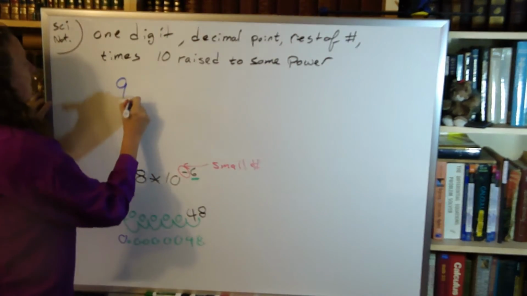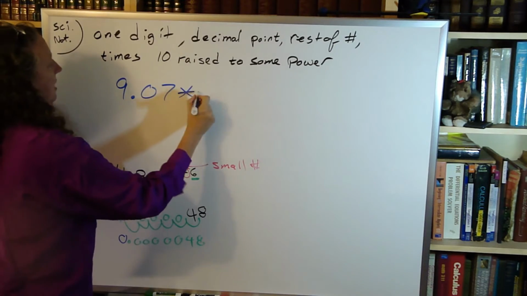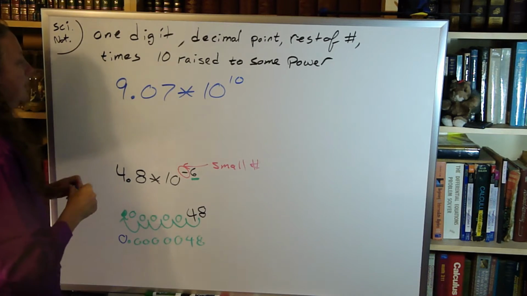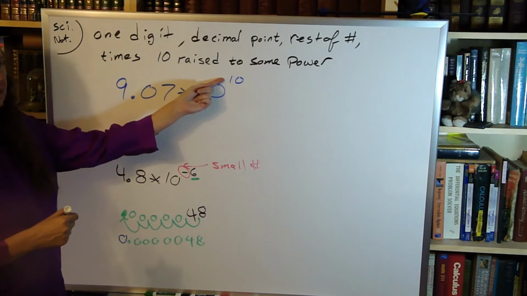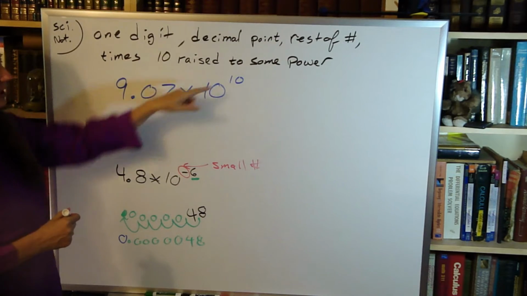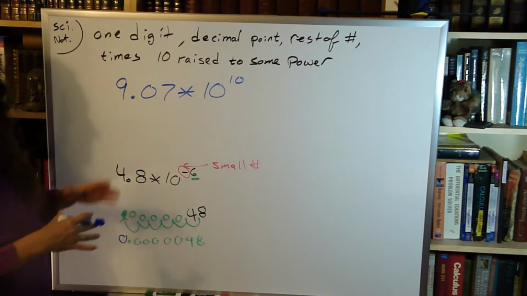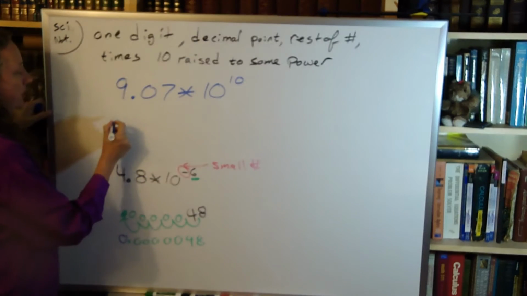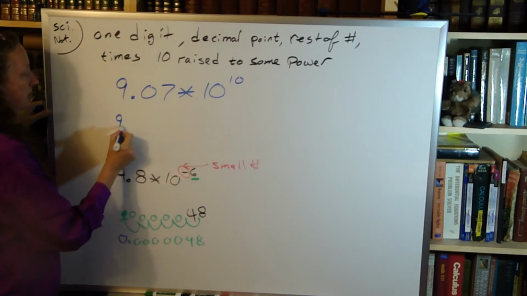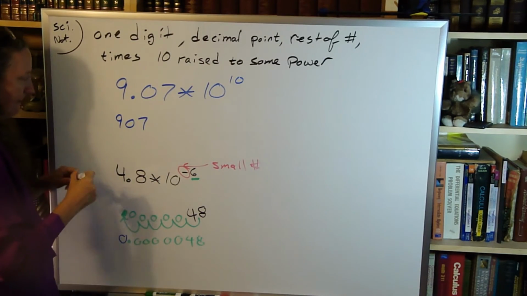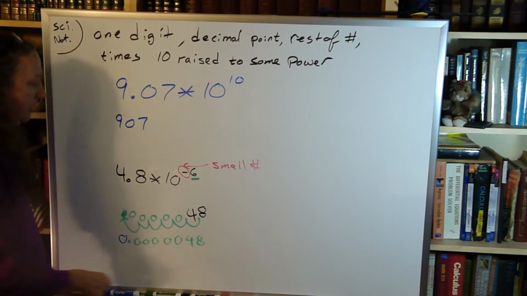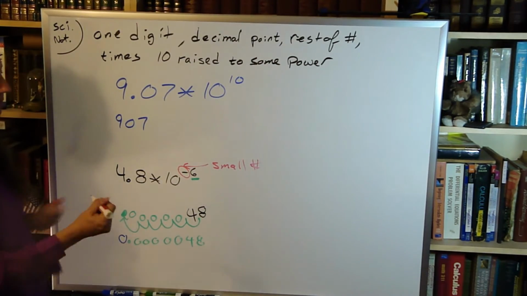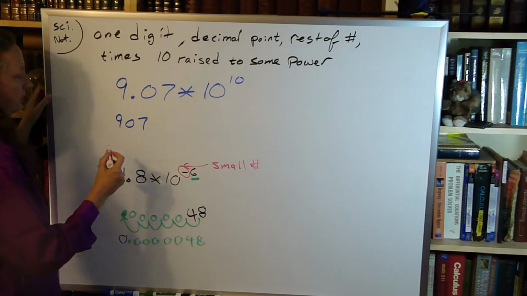9.07 times 10 to the 10. Seeing my exponent here, I notice that it's a positive exponent. That tells me it's going to be a big number. So I'm going to write my 9.07, or just 907, over here. Now I need to fill in my bumps so I know where to put my decimal point, where I should put my zeros for placeholders.